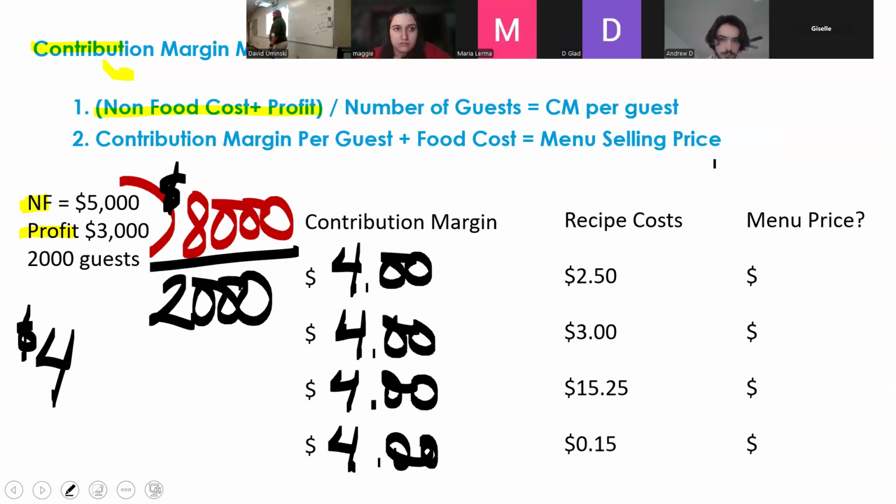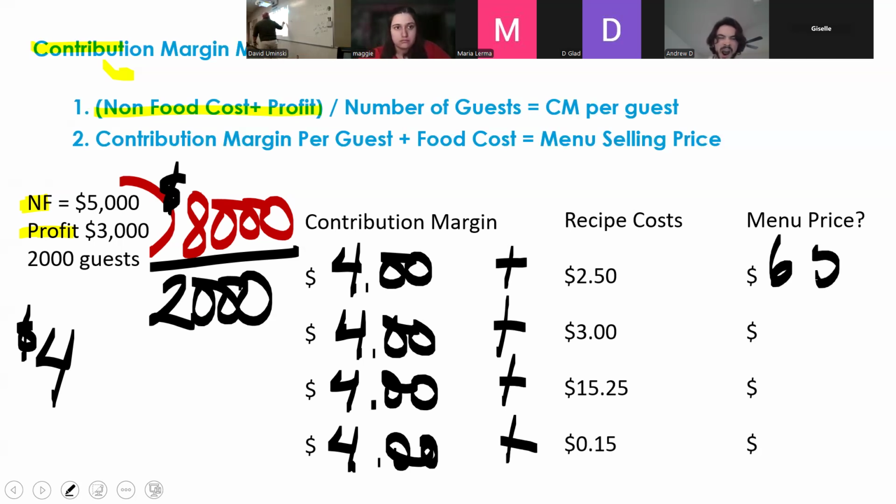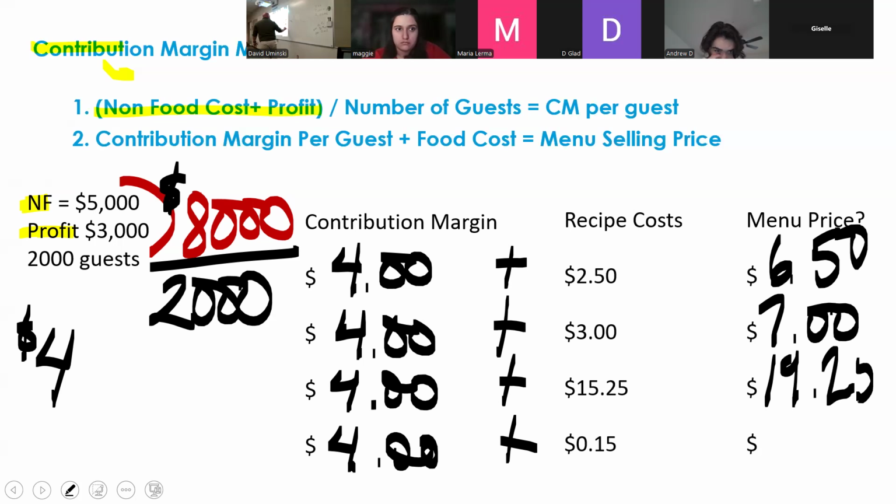This is very consistent, right? It takes all of your profit and your non-food costs into consideration. But if we add these all up together, we get $6.50, $7, $19.25, and $4.15.